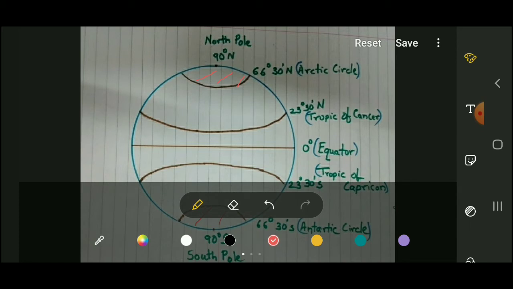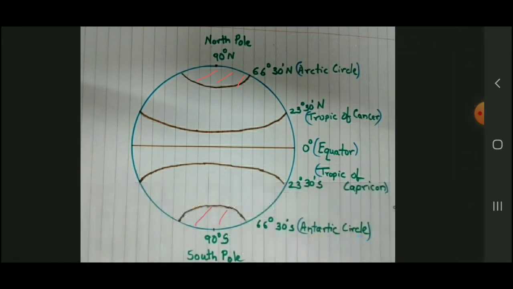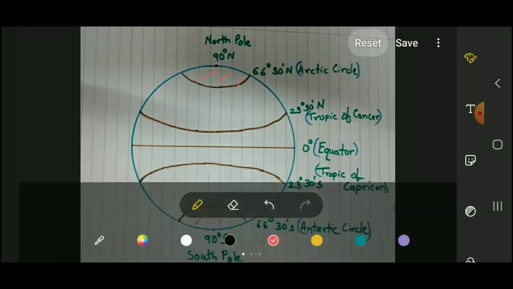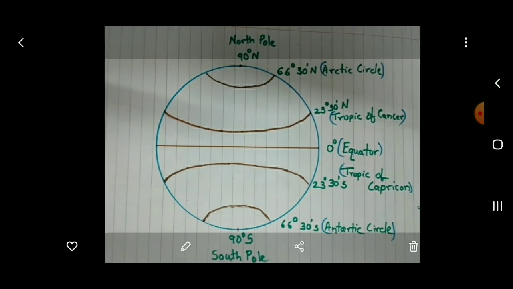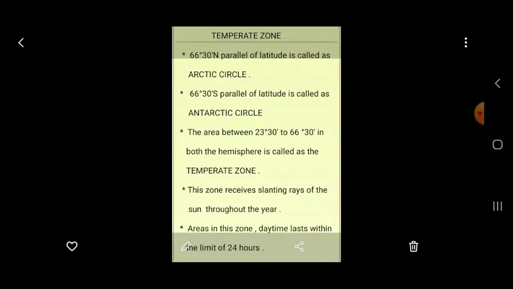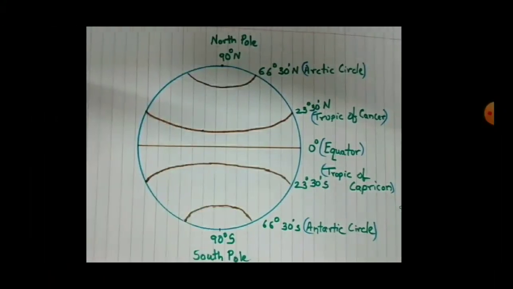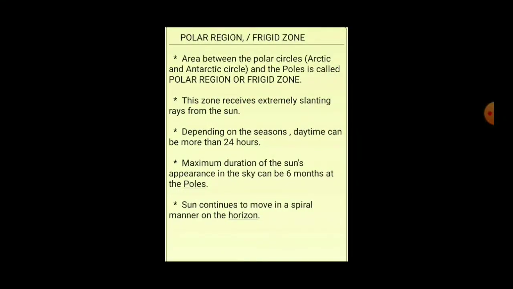Here, depending upon the season, the daytime will last more than 24 hours. The maximum duration of the sun's appearance in the sky can be 6 months at the poles. The sun continues to move in a spiral manner on the horizon. I repeat once again.